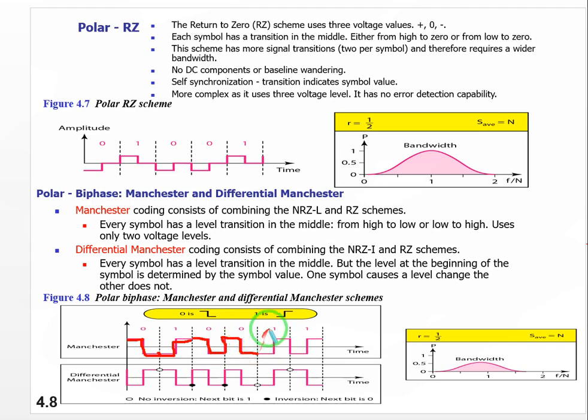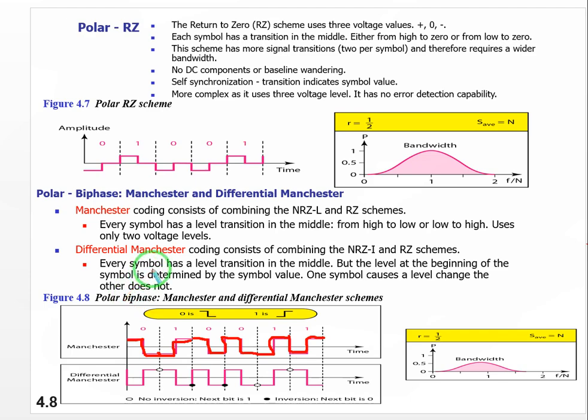Then we have a 0, and you know 0 starts from down, so it will start from here. Then we have a 1, so we need to come down first, because 1 starts from down, and transition in the middle. So this is the way we can draw the Manchester chain. This is simple. We just keep in mind, for a 0 we use this symbol, for a 1 we use this symbol.